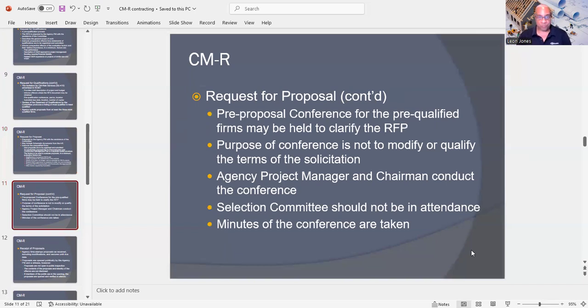Also, under the RFP, which is the request for proposal, a pre-proposal conference for the pre-qualified firms may be held to clarify the RFP. The purpose of the conference is not to modify or qualify the terms of the solicitation. The agency project manager and chairman conduct the conference, and the selection committee should not be in attendance. And when you go to any type of meeting in construction, the meeting minutes of the conference are taken. That's to document what is said in the meeting, and then all the meeting minutes are sent out as well.